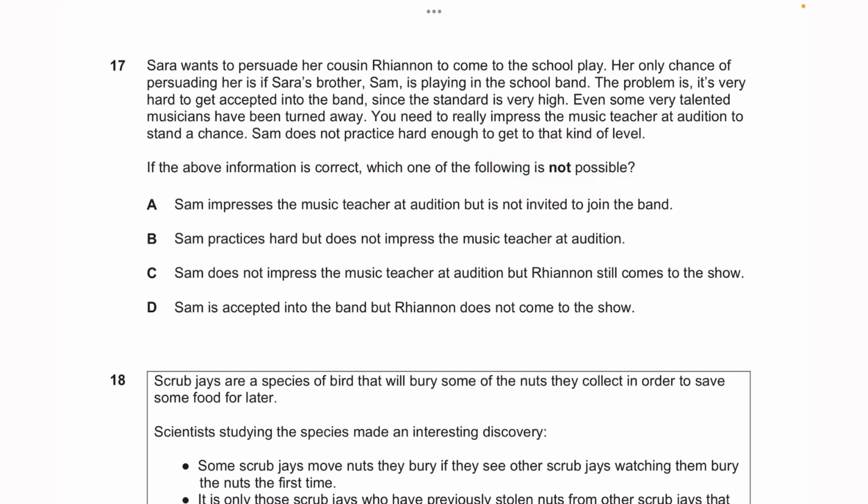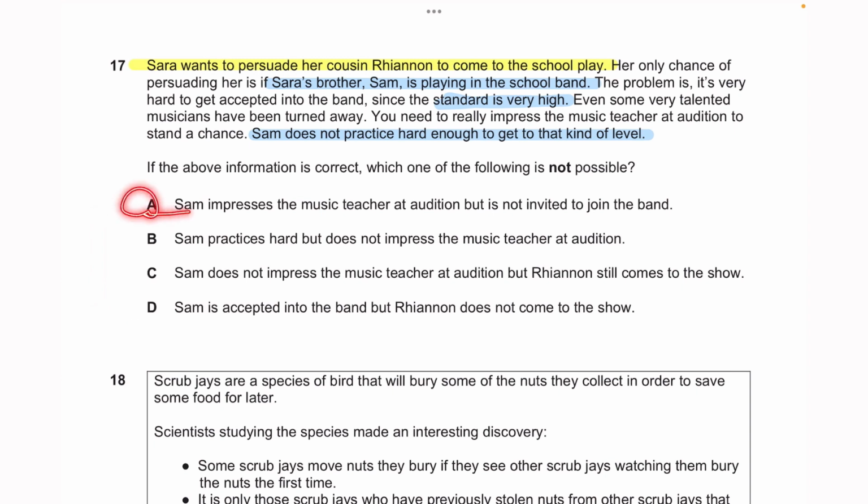Now, the ultimate thing that is wanted here is that Sarah wants to persuade her cousin Rhiannon to come to the school play. But there are some things that are hindering that, because the only chance of persuading her is if Sarah's brother is playing in the school band. But it's very hard because the standard is very high, and Sam does not practice hard enough to get to that kind of level. So we need to have a look at our options and see which one of the scenarios here is not possible. So process of elimination, let's go.